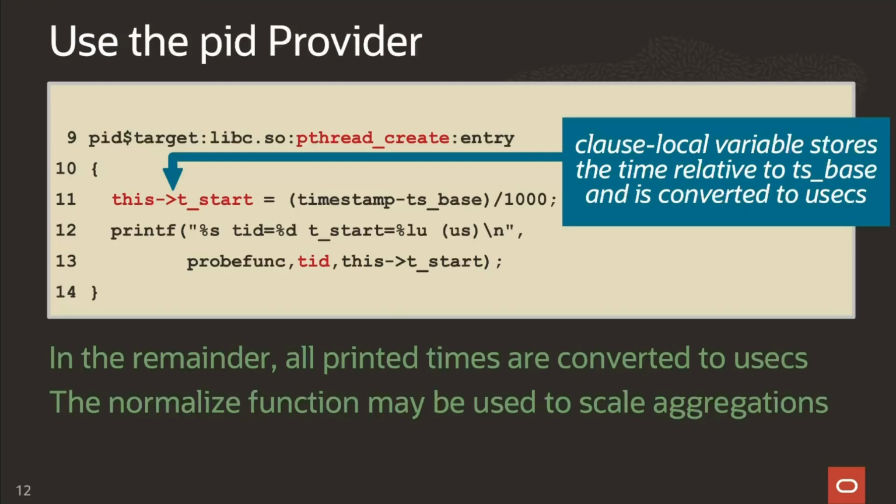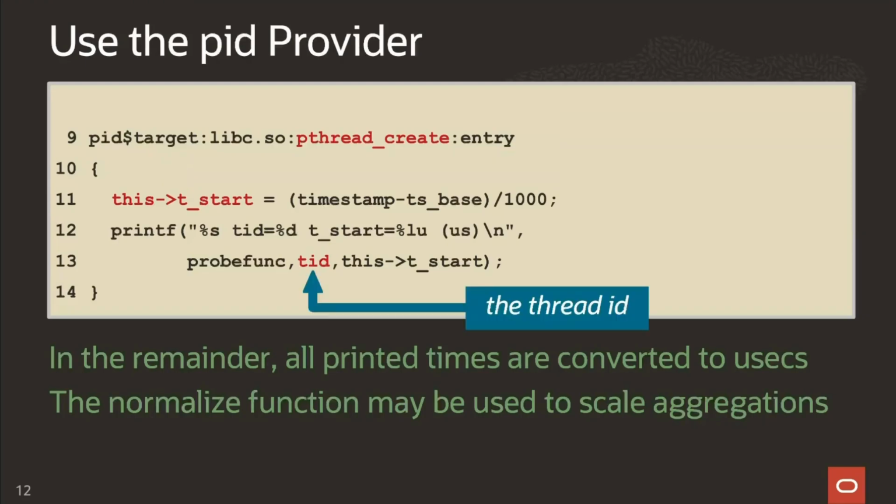And at lines 12 and 13, we print it. Note that we use the thread ID here at line 13. So we print the probe func, you've seen that before, then the thread ID and that time. And I would like to point out that in the remainder, I will convert all the times to microseconds. I just find that more convenient.